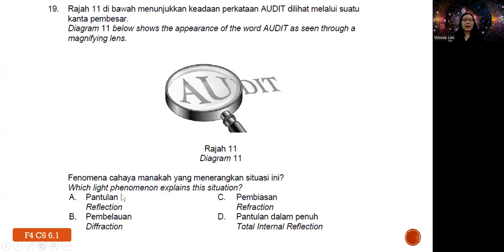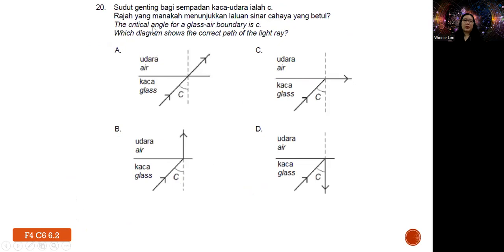Question 19, which light phenomenon explains this situation? As you can see, this is a magnifying glass, right? Diagram 11 below shows the appearance of the word audit as seen through a magnifying lens. They already say lenses, when the ray passes through any transparent material, it will bend, right? So this concept is called refraction.